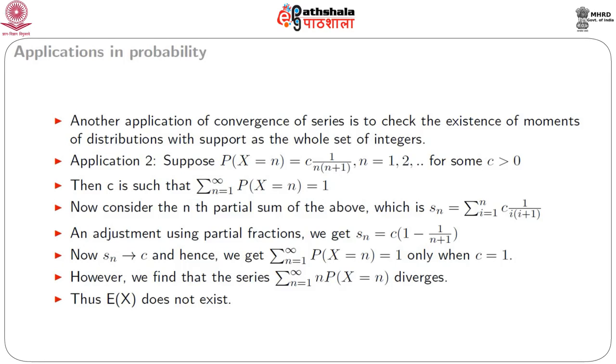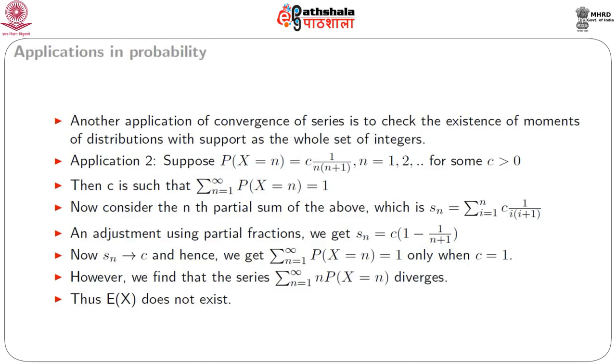Now consider the nth partial sum of the above, which is Sn, defined as summation i from 1 to n of c times 1 by i into i plus 1. Adjusting 1 by i into i plus 1 in partial fractions, we get that Sn equals c multiplied by 1 minus 1 by n plus 1. Thus as n tends to infinity, 1 by n plus 1 tends to 0, and hence Sn tends to c. Thus summation n from 1 to infinity probability X equal to n equals 1 only when c equals 1.